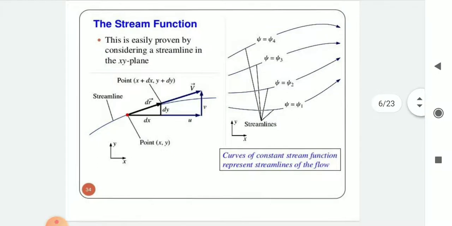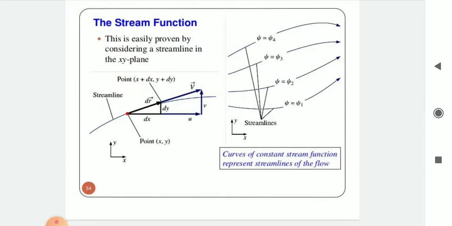This is easily proven by considering a streamline in the xy plane as shown in the figure. There are streamlines shown: psi is equal to psi 1, psi 2, psi 3, psi 4, and the streamlines along the x and y axis are shown. Curves of constant stream function represent streamlines of the flow.